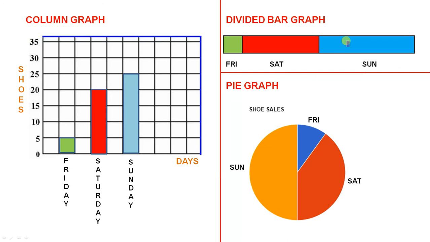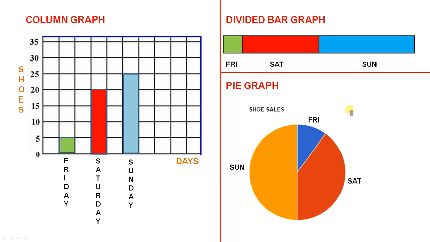We also have a divided bar graph. Again, there's not a lot of information in a divided bar graph. It's colourful and it just gives you a quick visual representation where it's easy to compare what's happening among all the categories. Again, quite easy to see that not much happened on Friday, a lot more activity and a lot more results on Saturday, Sunday.